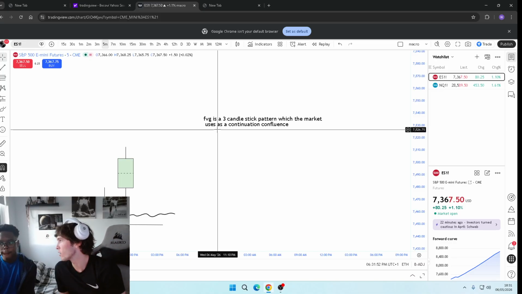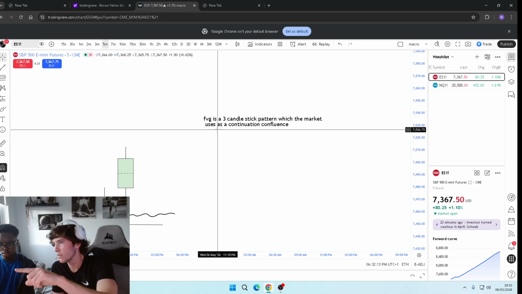It's a continuation confluence. So basically, if the market's going up, then it can't just keep going up. It needs to fill orders and it needs to go back because it needs liquidity to move. So that's why you see liquidity sweeps and that. We'll get into that soon. But when the market's going up, it needs to fill orders of previous orders that have not been filled.